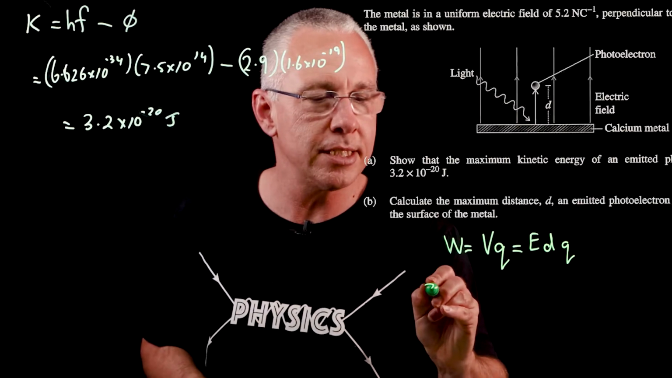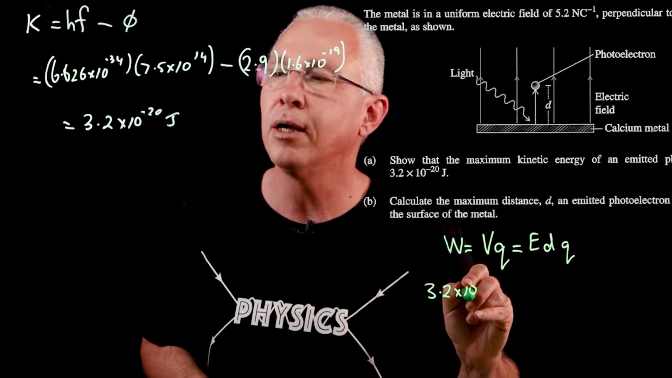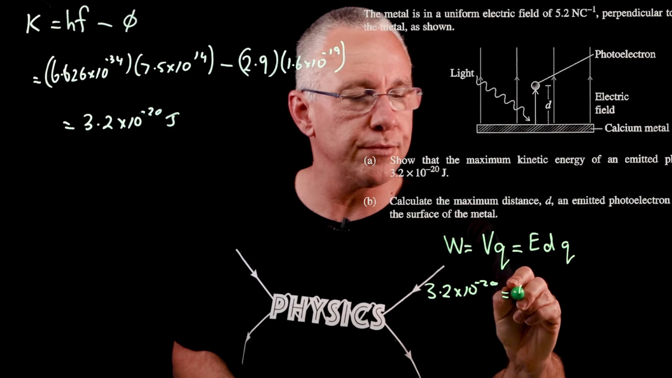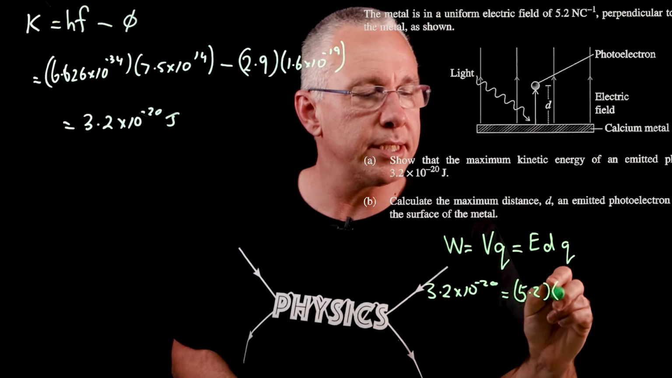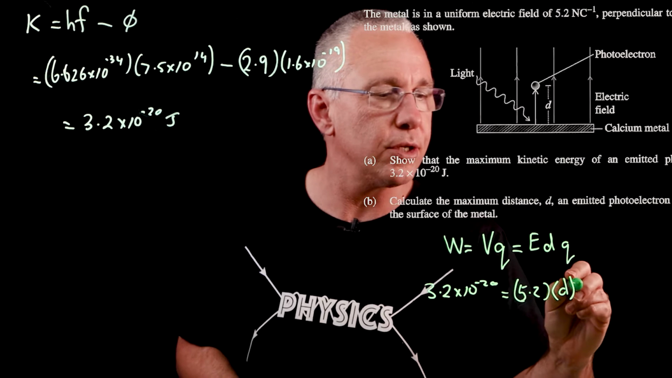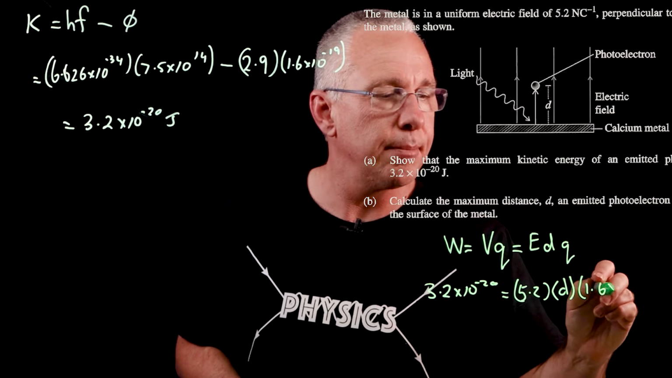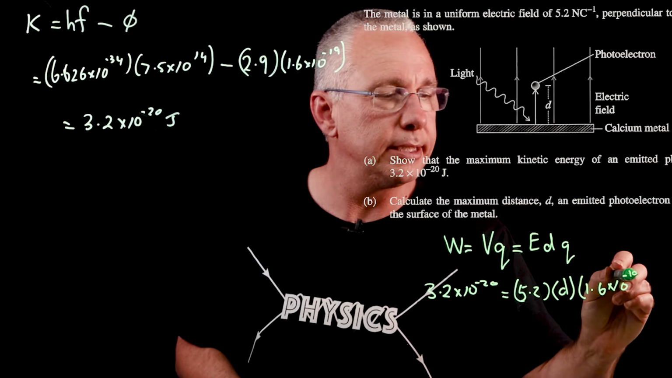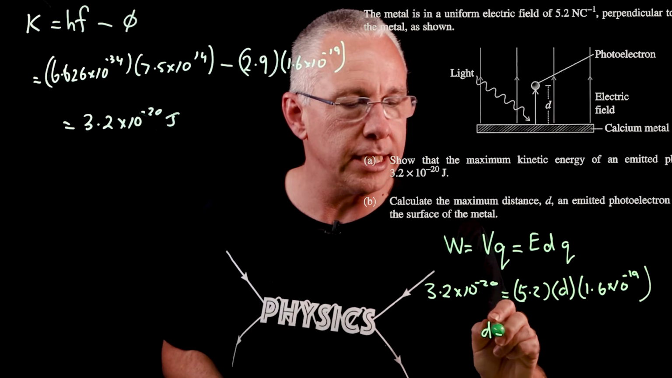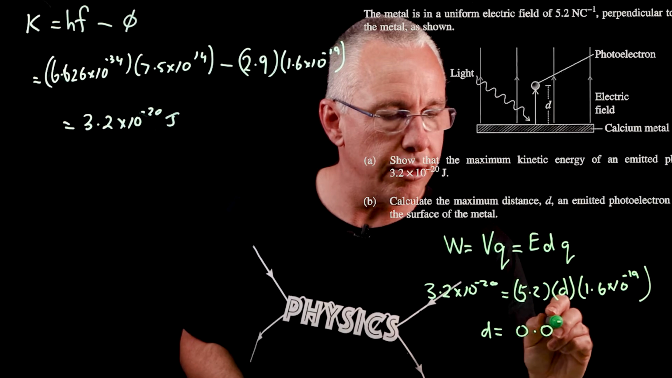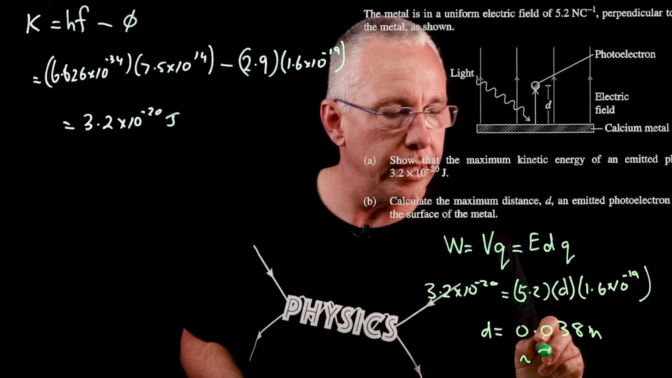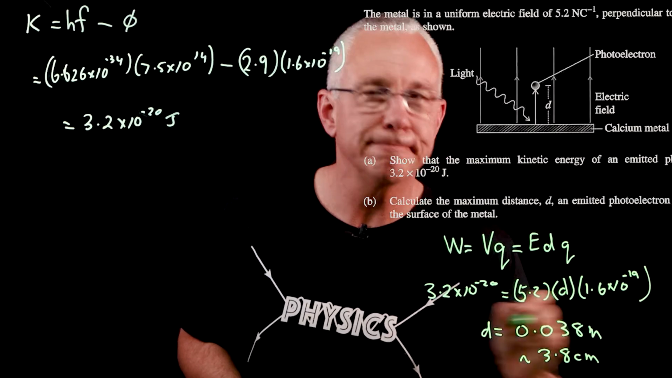So in other words, this is 3.2 by 10 to the power of negative 20. Now this equals our electric field strength, which is 5.2, multiplied by the distance it moves, which is d, and multiplied by the charge. It's a photoelectron, so that's going to be 1.6 by 10 to the power of negative 19 coulomb. And now all you need to do is rearrange this, and you get d is equal to 0.038 meters, or you could say that's equal to 3.8 centimeters.